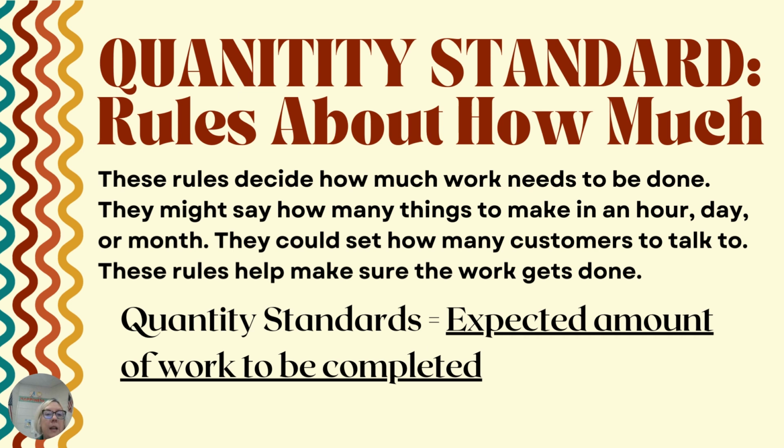How much are you putting out there? They might say how many things you need to make in an hour, in a day, or a month. And they could also set how many customers to talk to. So maybe your manager says, hey, you have to approach and talk to 5 customers today and try to get them to buy this red car. So there could be a quantity standard in terms of that as well. These rules really help to make sure that the work gets done. So if the manager says, hey, 50 bicycles need to be put together today and put out on the floor, then that is your quantity standard that you have to reach as an employee. So quantity standards equal the expected amount of work to be completed.